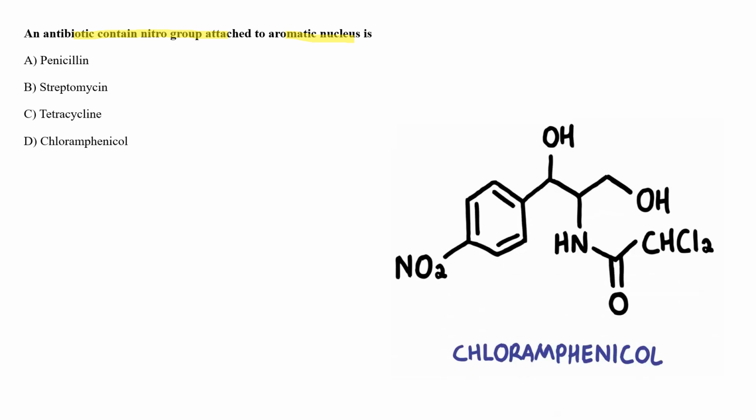Now, an antibiotic containing nitro group attached to aromatic nucleus is A. Penicillin, B. Streptomycin, C. Tetracycline, and D. Chloramphenicol. So let us look at the structure of chloramphenicol. It contains nitro group which is attached to the aromatic ring. So the correct option is chloramphenicol, option number D.